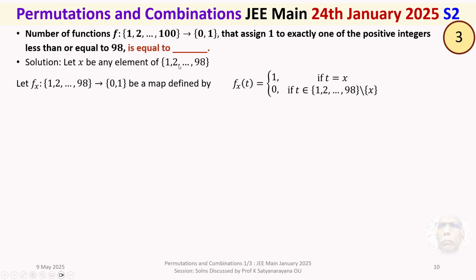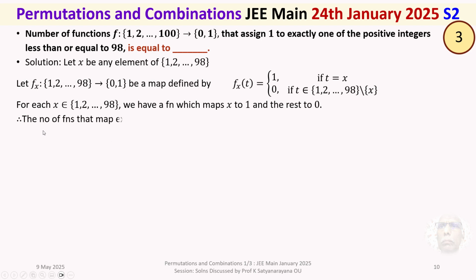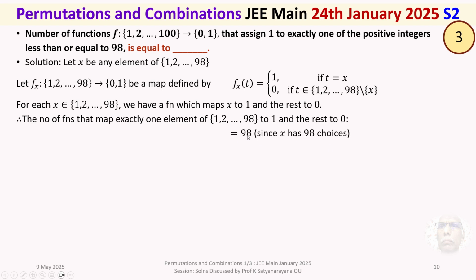But what happens to the remaining? That is the question. So for each x belonging to the set 1 to 98, we have a function f_x which maps x to 1 and the rest to 0. For each x, we associate a function. So how many such functions will there be? The number of functions that map exactly one of the elements of 1 to 98 to 1 and the rest to 0 will be 98, because we have 98 choices for x.